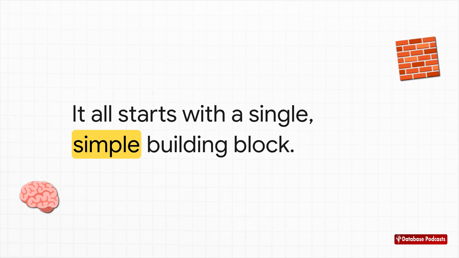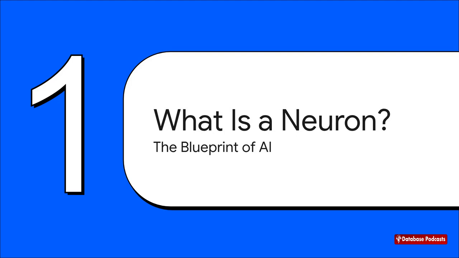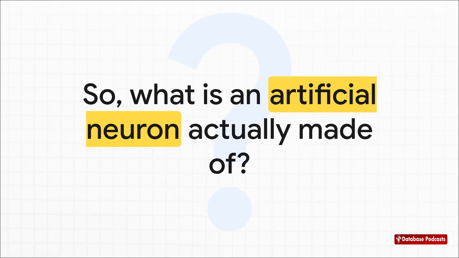It all comes down to one simple computational unit that's the foundation for everything. So let's dive in. First up, we need to understand the blueprint. What exactly is this thing we call a neuron? Okay, so what is an artificial neuron, really? I mean, we're obviously not talking about the squishy biological ones in our brains. So what are we talking about here?